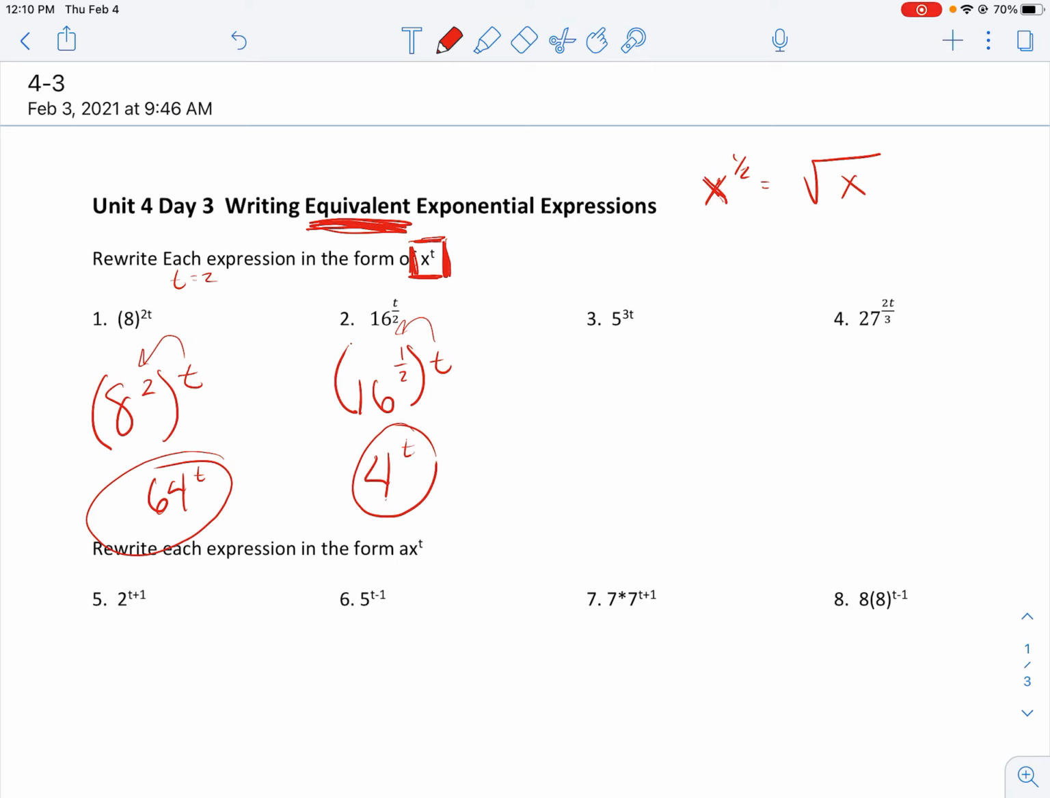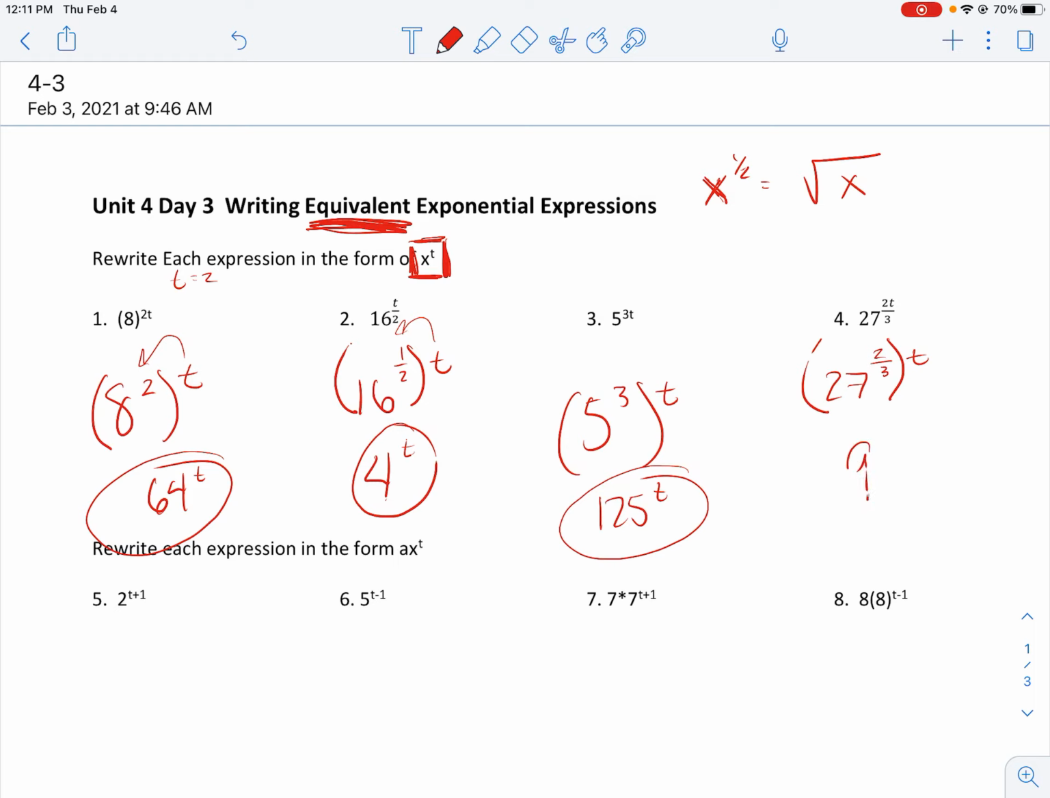Let's take a look at number 3. Number 3 and number 1, very similar. We take that 3 and push it inside the parentheses there, and now we end up with 125 to the t. And finally, same thing like I did in number 2, except now we got a 2/3 power. I'm going to take this 27 raised to the 2/3 times t, and push that 2/3 inside there. And I think that's a 9, if I'm not mistaken. 27 raised to the 2/3 power is 9 to the t.